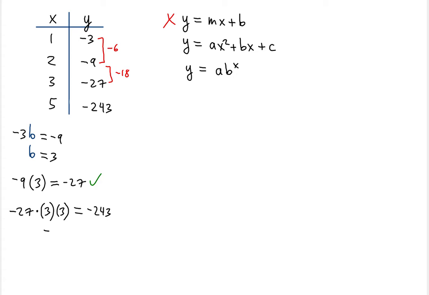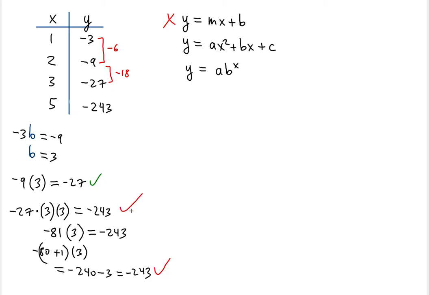Minus 27 times 3 is minus 81. Is minus 81 times 3 negative 243? Absolutely, right? Because we know minus 80 plus 1 times 3 is equal to minus 240, right? Distributing. And then minus 3. Right, which is minus 243. Bingo. Right, so we just discovered, unlike the previous exercise, that indeed we didn't skip the exponential this time. So we're going to say, yes, this is exponential, and that means it's not going to be quadratic.